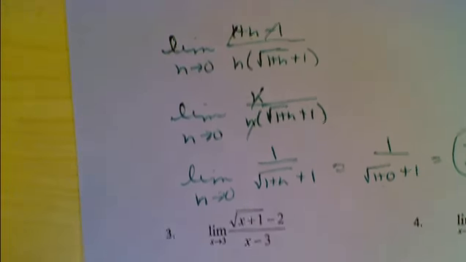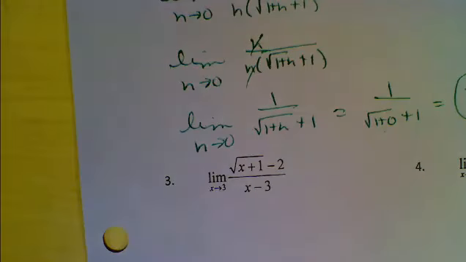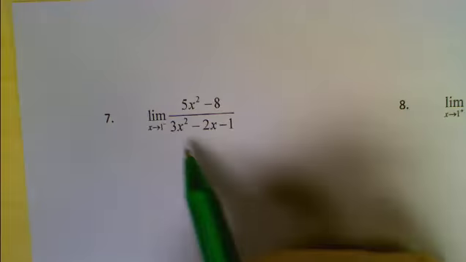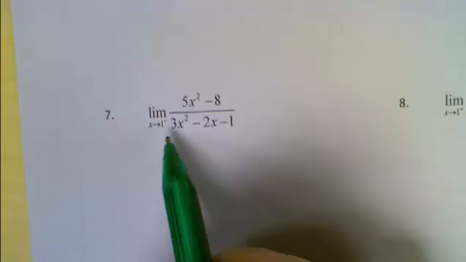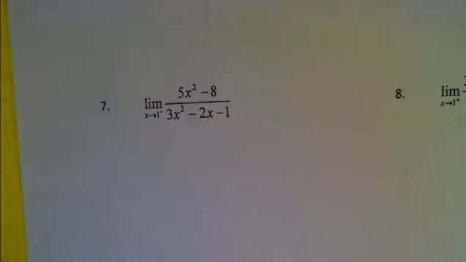Okay, and that's kind of the trick in most of these, is trying to multiply by that conjugate, only if you can't use substitution. All right, on the back, there's some things to do with looking at one-sided limits.